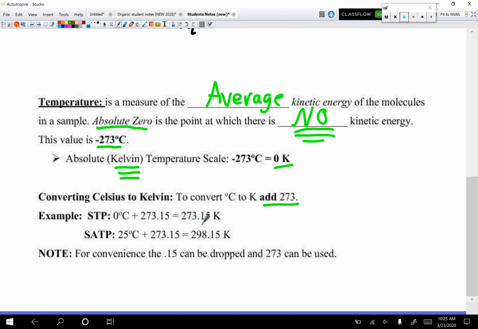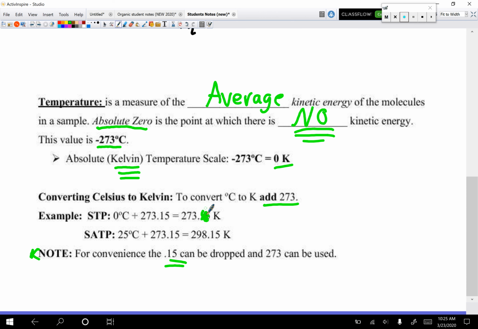For example, at STP conditions, we know it's 0 degrees Celsius. So if we add 273 now, and the back of periodic tables says 273.15, you can leave out that 0.15 if you want to. That's a little note for convenience: we drop the 0.15. So 0 plus 273, at 0 degrees Celsius, that is actually 273 Kelvin.